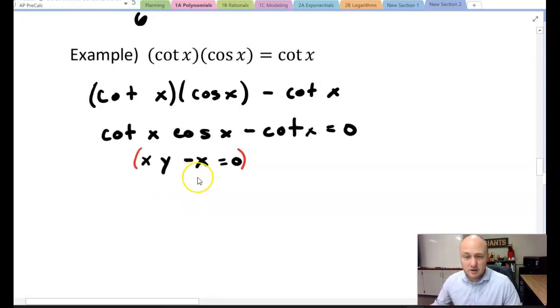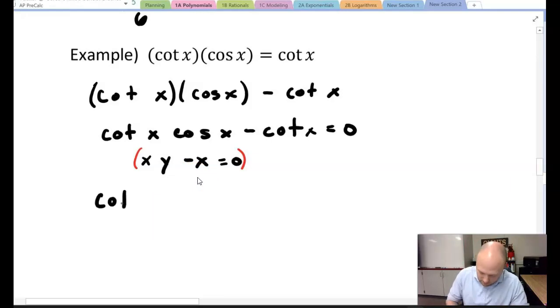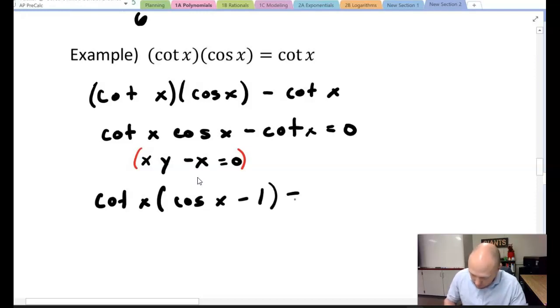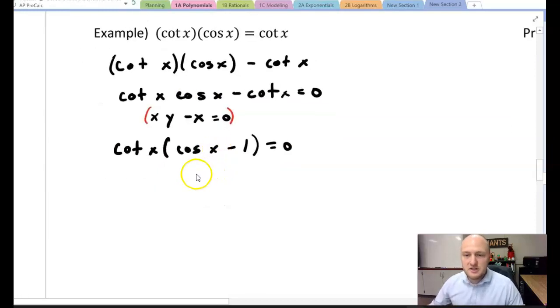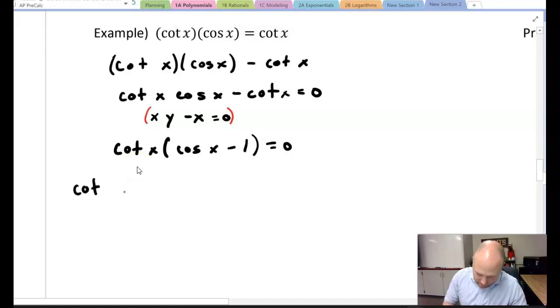And what we're going to do is just factor out a GCF. I'm going to take out a cotangent x, and what's left behind is cosine x minus 1. I took away a cotangent x here, so if I redistributed this, multiplied that cotangent x in, wouldn't I get this? I would. So what we get here, now using the zero product property, is two possible equations.